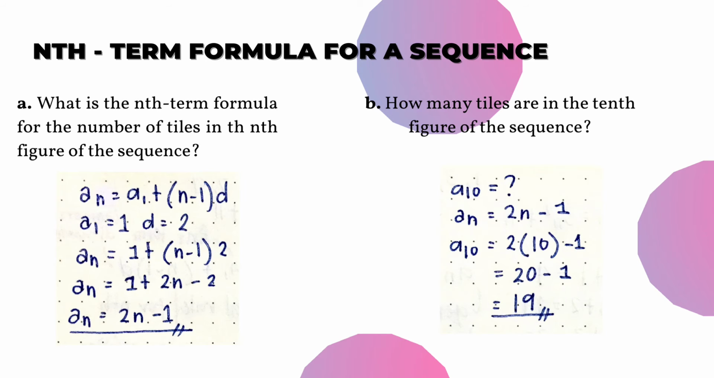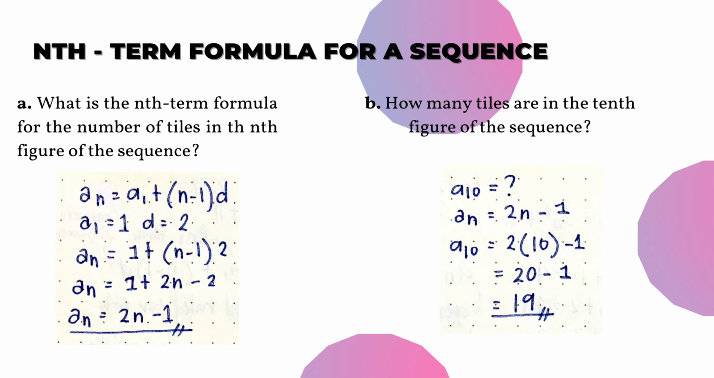Next step is nag-substitute ako. So, our A sub 1 is 1 plus n minus 1 times the common difference na 2. Then, distribute yung 2 sa n minus 1. So, 2 times n is 2n and 2 times negative 1 is negative 2. So, since wala namang kaparehas yung 2n, kokopyahin na lang natin siya. And simplify yung dalawang natirang value. So, 1 minus 2 is negative 1. So, therefore, ang nth term dito is 2n minus 1.